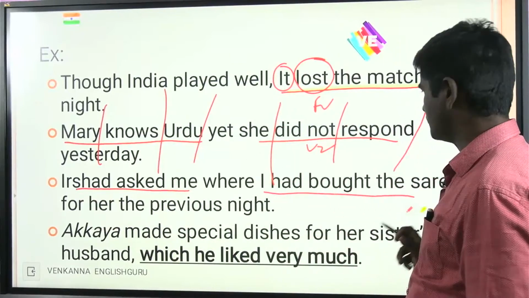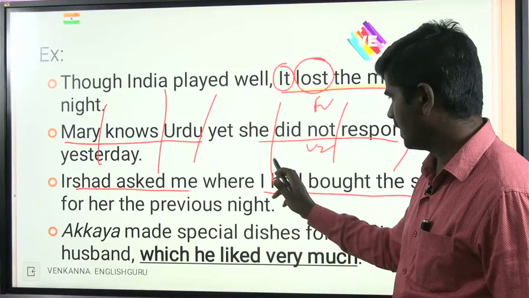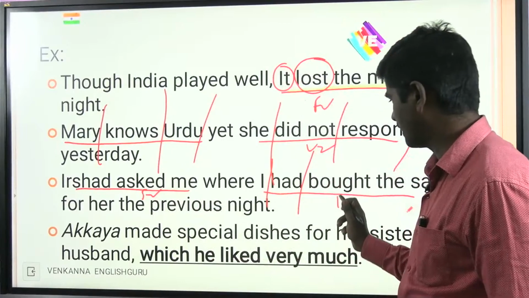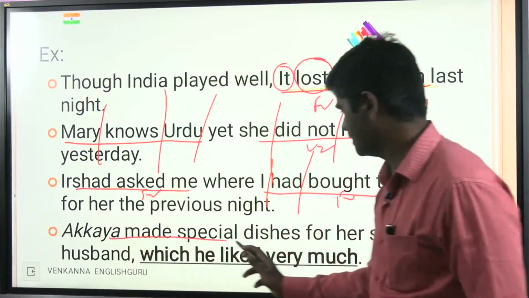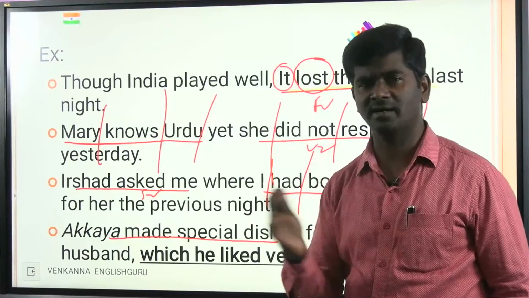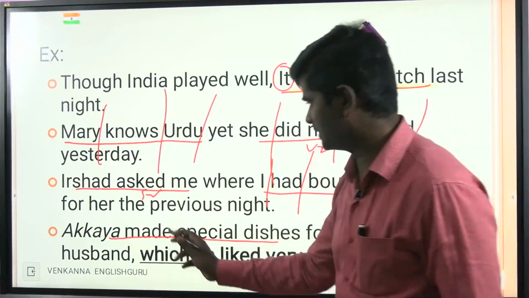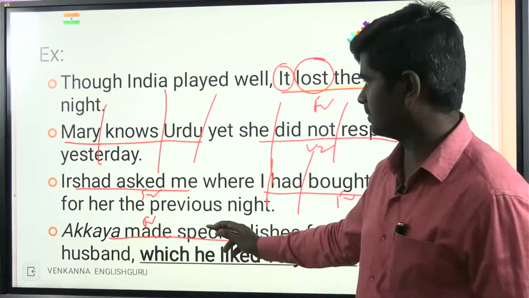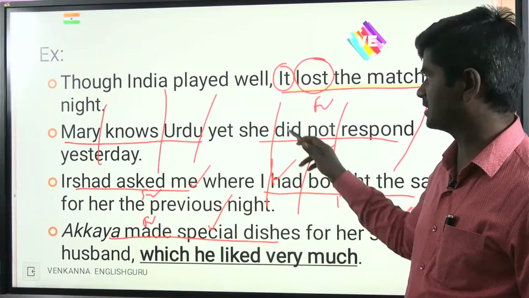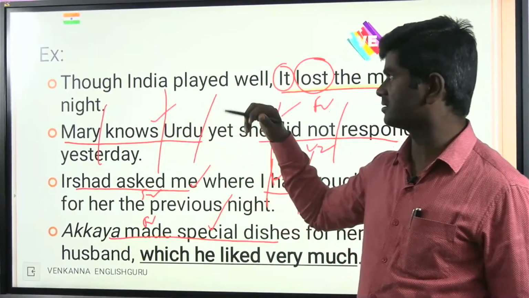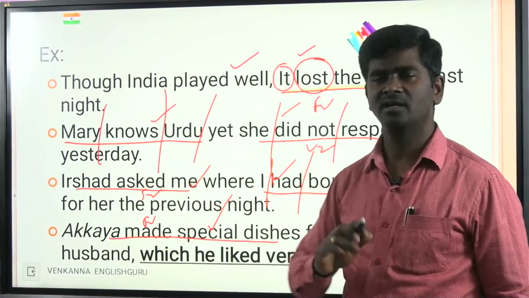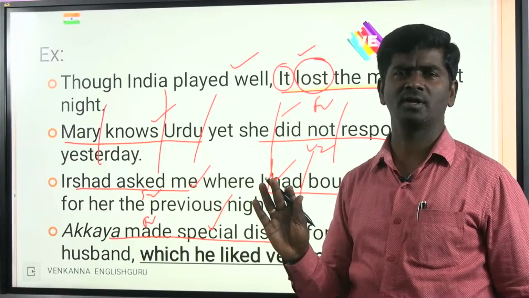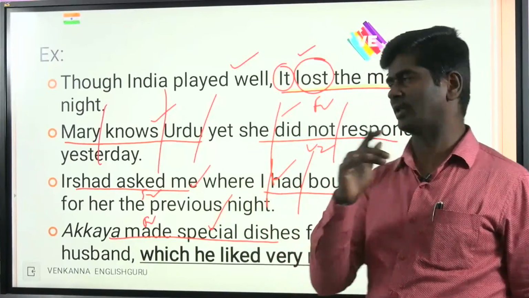ఐ హ్యాడ్ బాట్ ద శారీ. Okay, you can see, I had. So you simply say this is a finite verb, this is a finite verb. And Akaya made special dishes. Akaya made, Akaya subject, made V2. Simple past tense, so this is a finite verb. That's how, friends, you can simply identify simple past tense, past perfect, simple present tense, and so on. Like that, you can say this is a finite verb. Okay, because our discussion is not about finite verbs, our discussion is non-finite. We'll see.